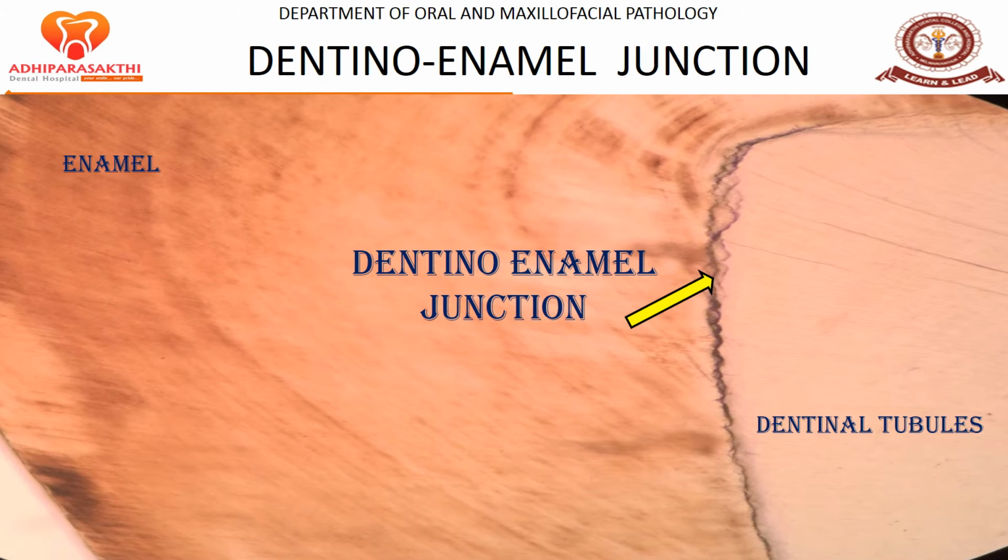So the next histological feature of dentin is the dentino-enamel junction. The junction between enamel and dentin is called the dentino-enamel junction. This junction is scallop shaped. The convexity will face towards the dentin and the concavity will be towards the enamel. The arrow pointing in this picture shows the dentino-enamel junction.